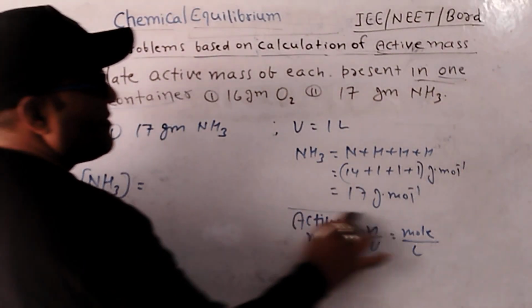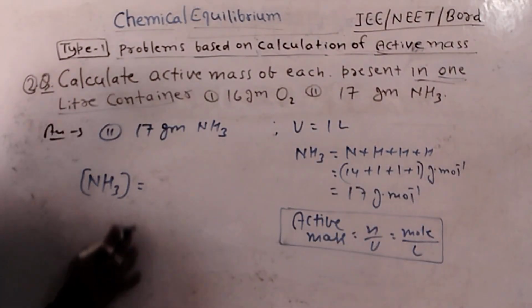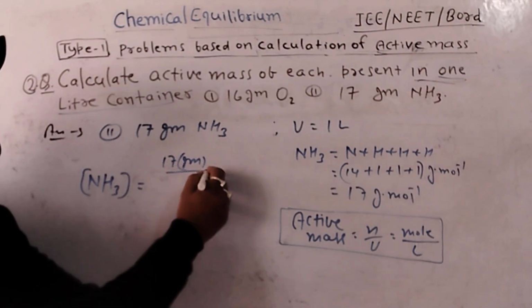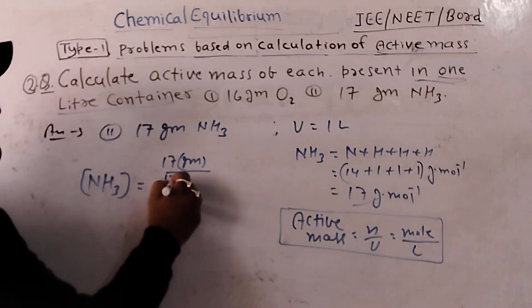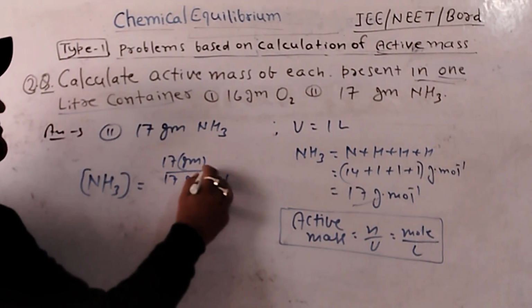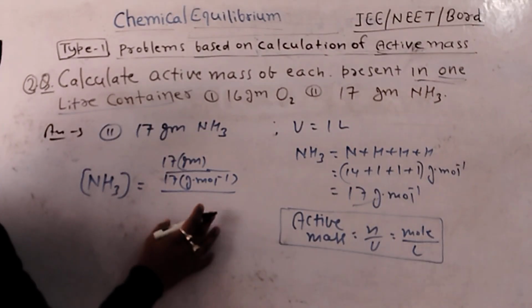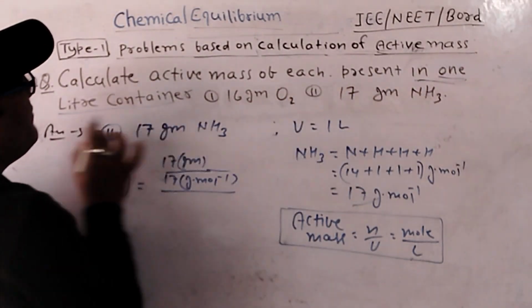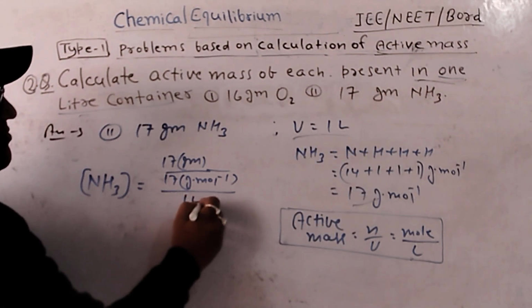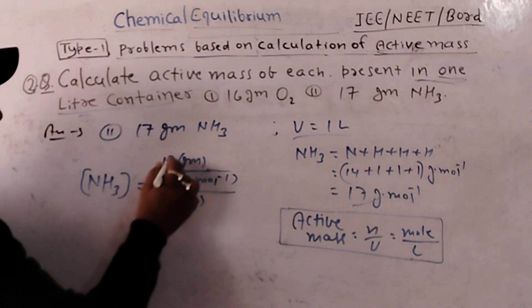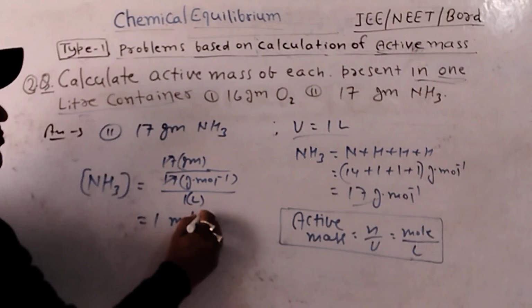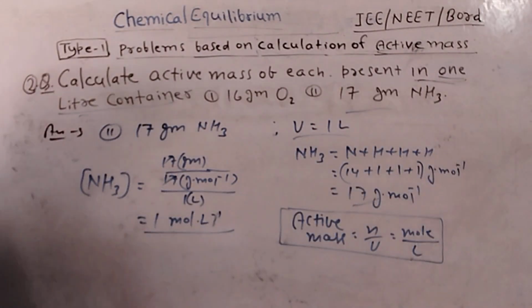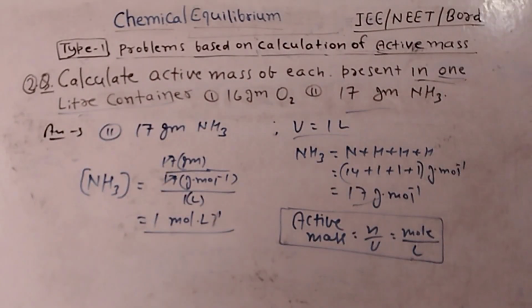For the calculation of active mass, the given mass of NH3 is 17 gram, the molar mass of NH3 is 17 gram per mole, and after that we divide by the volume of the container, which is 1 liter. Now 1 mole per liter is the active mass of 17 gram of ammonia. You can take a screenshot once again. The question is finished.